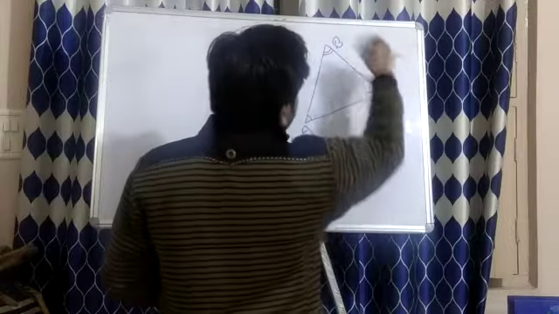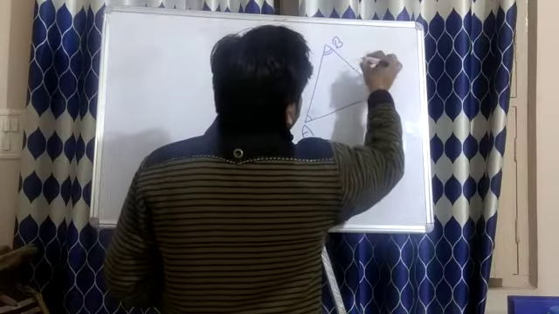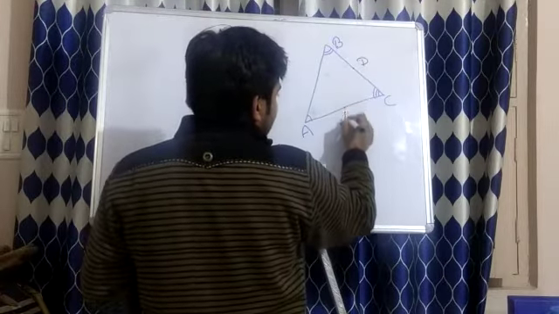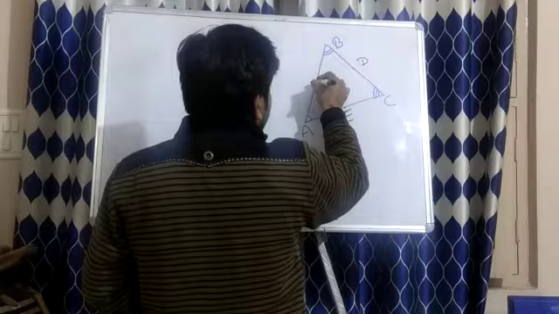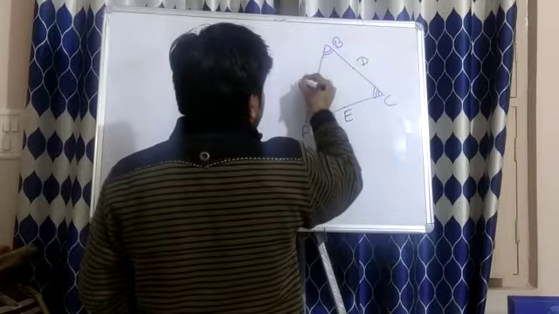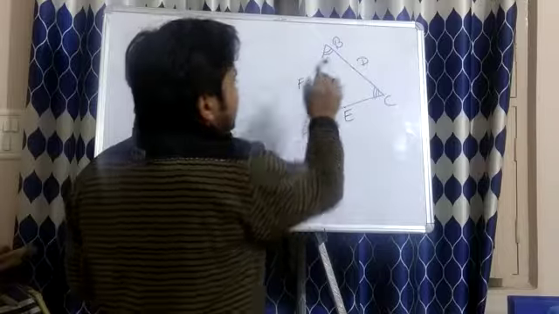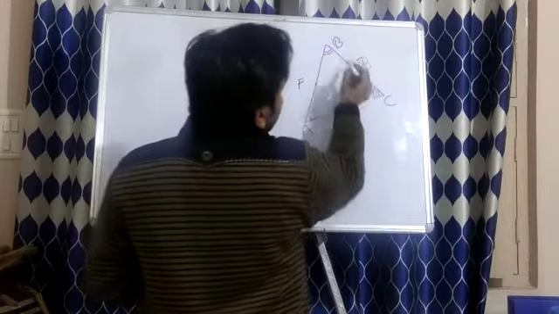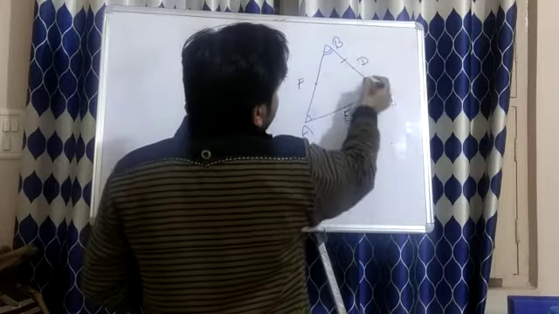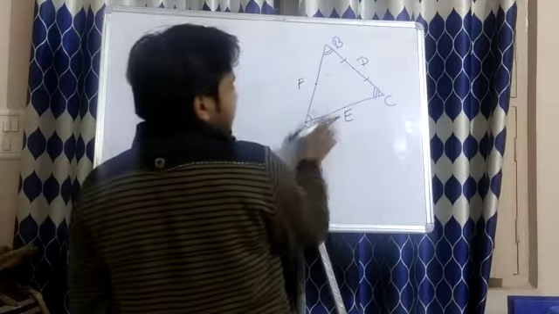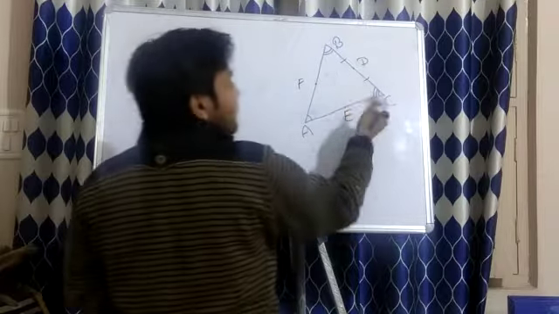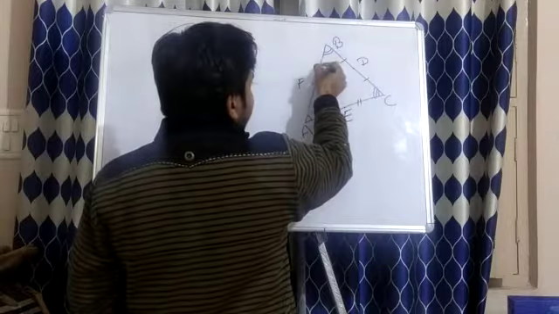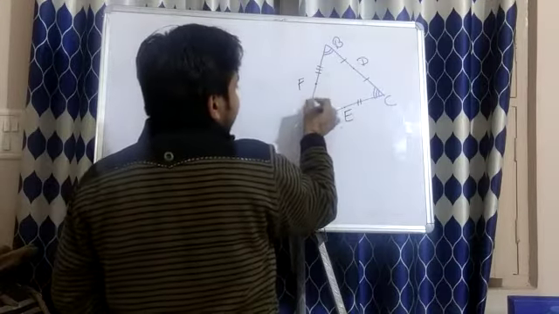Now let's have the midpoint of the side BC here, let's call it D. Let's have the midpoint of AC here, let's call it E, and let's have the midpoint of side AB here, and let's call it F. Now since D is the midpoint, the distance BD will be equal to distance CD. Similarly, the distance AE and the distance CE will again be equal. Again, BF will be equal to AF.